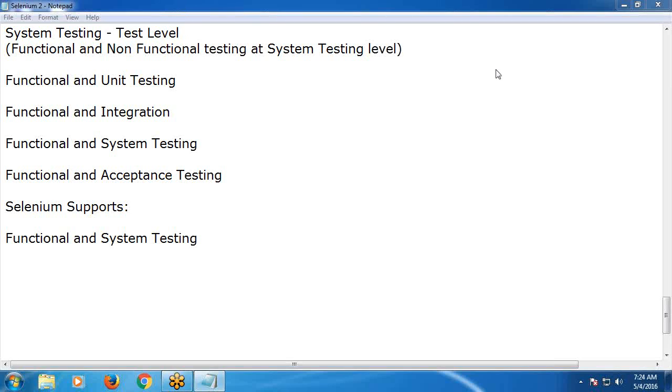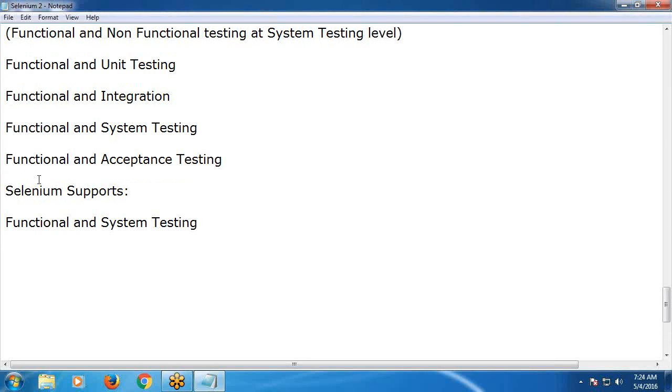Mamata? BDDs can be written in Selenium, right, sir? Pardon? BDDs can be written in Selenium to execute. Integration level testing can be executed through Selenium. No. It supports this, no? No. See, functional and system testing. Next, functional and acceptance testing.